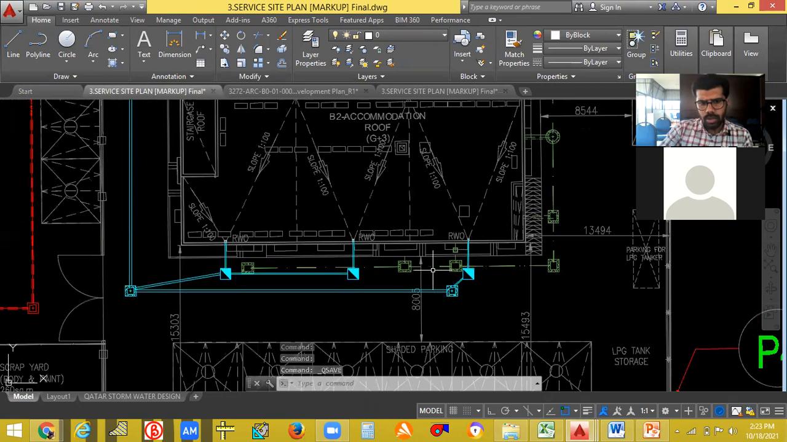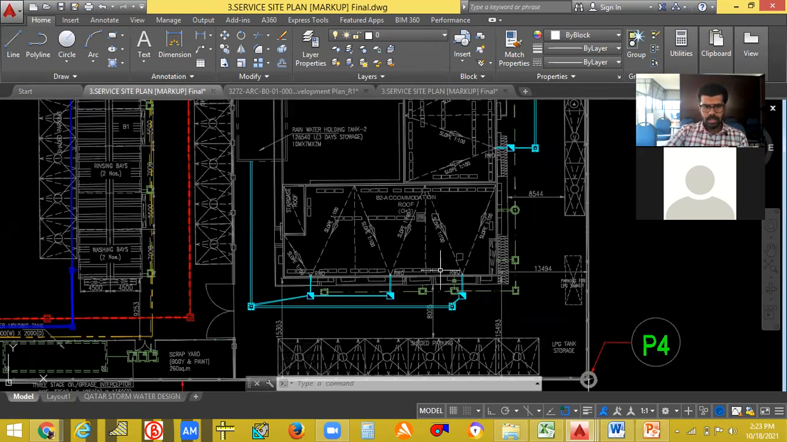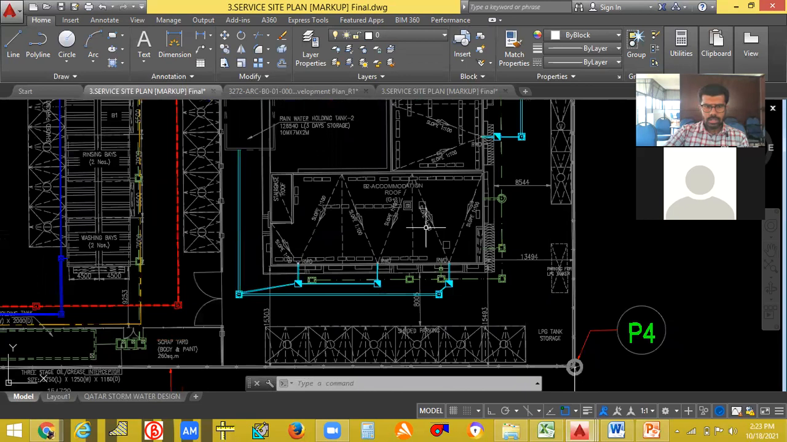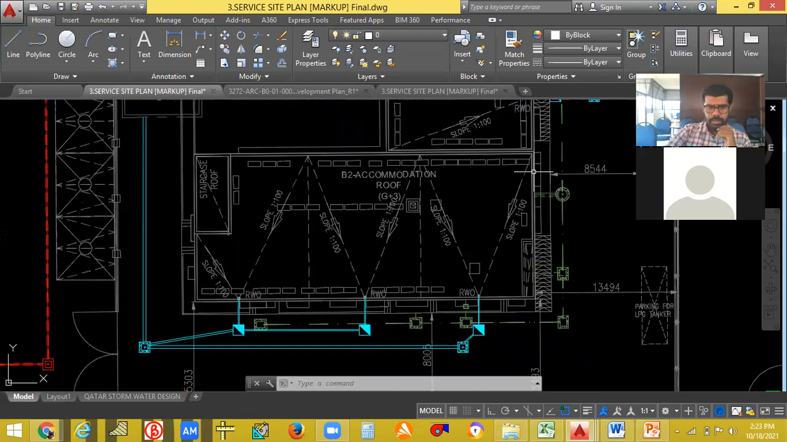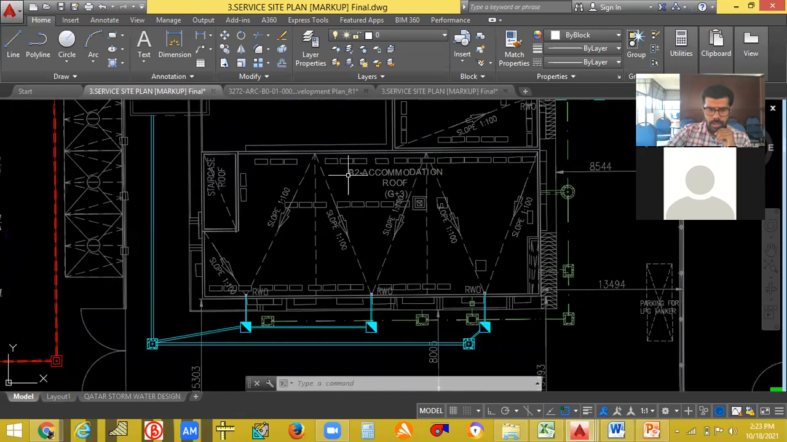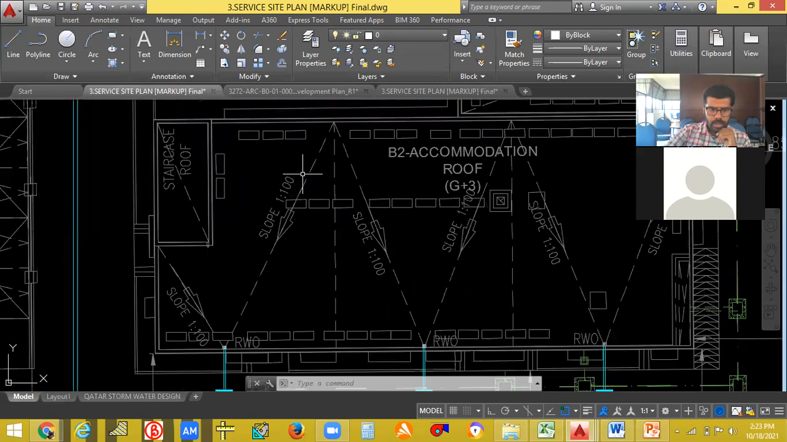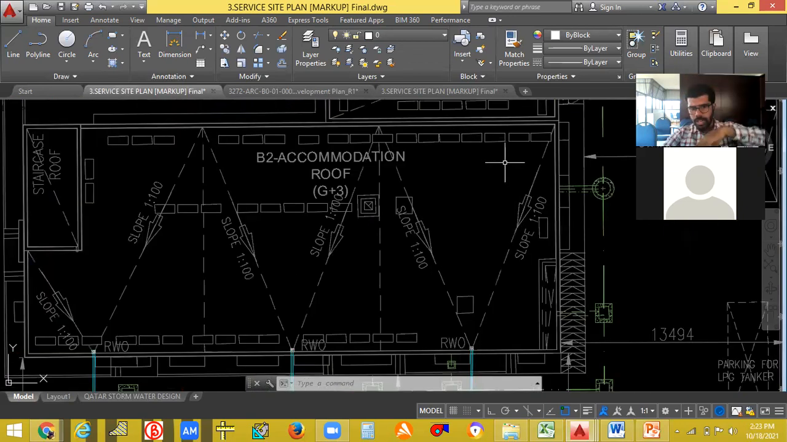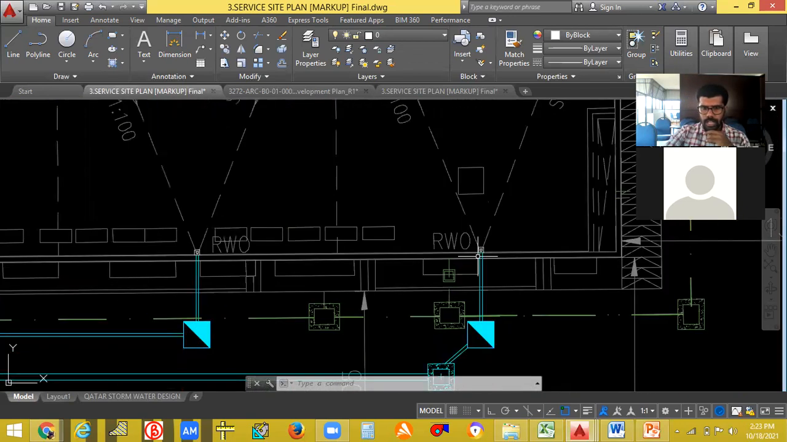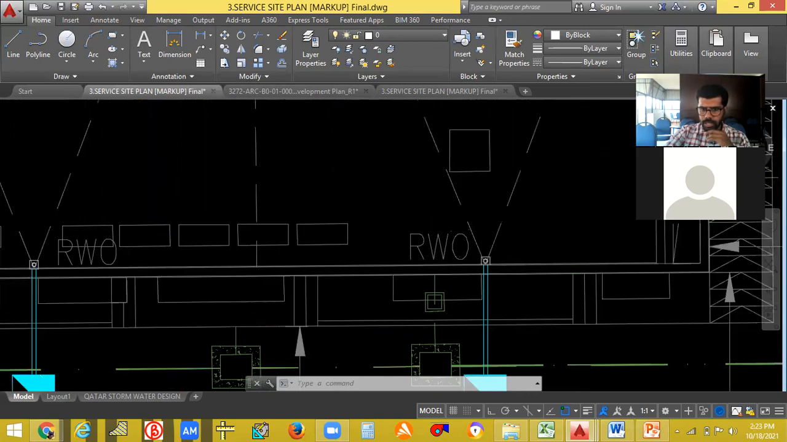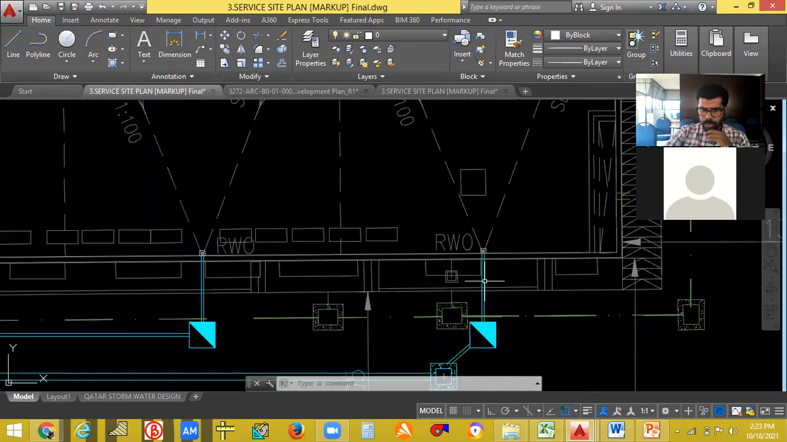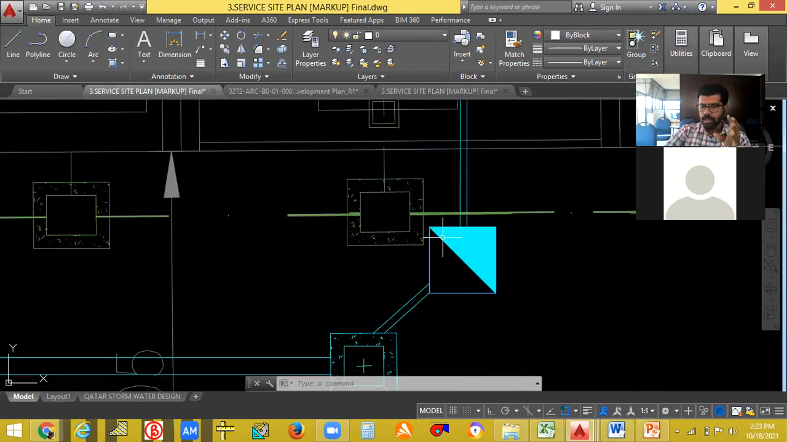So don't get confused or worry about all these things. I will just show you for your idea. Just imagine this is a block. This is a D2 accommodation roof. They have shown the slope here. The roof will be like a slope. So when the rainwater falls on the top, it will flow and reach somewhere here. This is the rainwater outlet. From here you can get the water through this pipe. This is a collection chamber. The water will be collected in this chamber and it will flow.